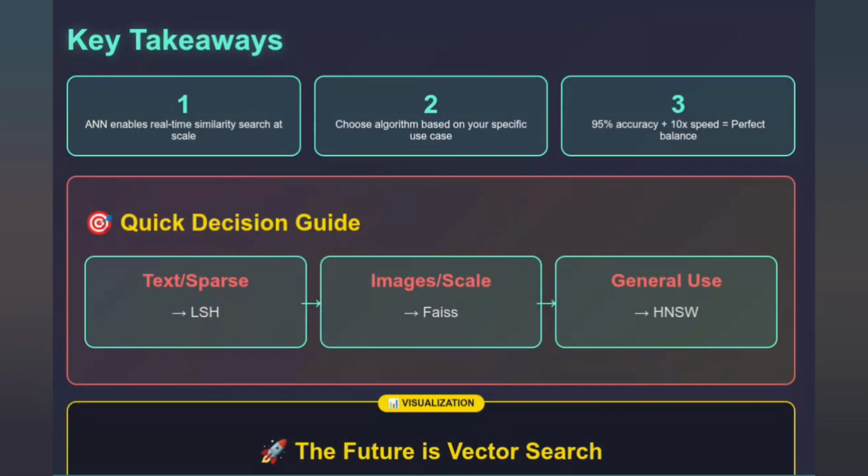Wow, we covered a lot of ground today. Let's recap the key takeaways. First, ANN algorithms are essential for making similarity search practical at scale. They trade a small amount of accuracy for massive speed improvements. Second, choose your algorithm based on your specific use case: LSH for sparse data, Faiss for scale and GPU acceleration, HNSW for general purpose excellence. Third, the 80-20 rule applies here. You can get 80% of the benefit with 20% of the complexity by starting with well-tuned default parameters.